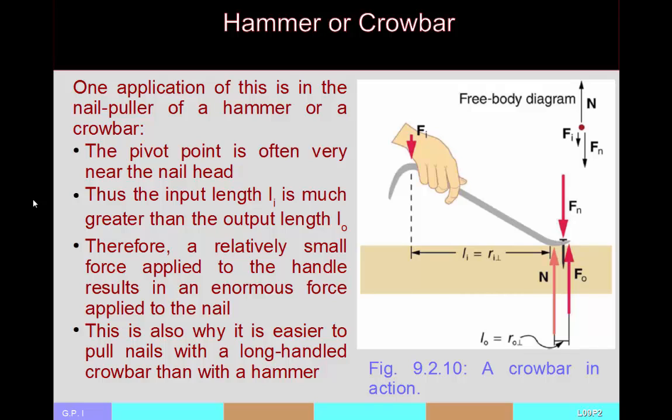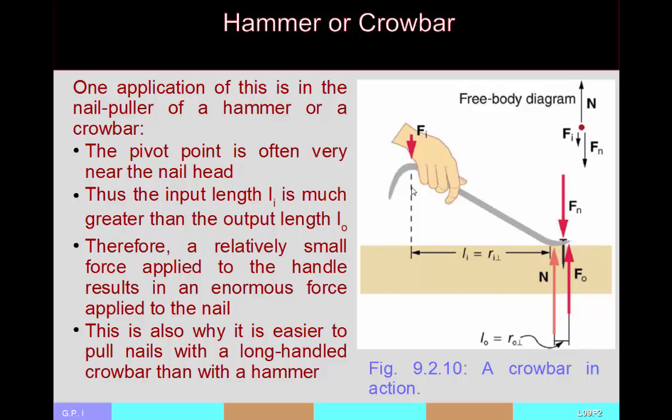One application of the lever, a common everyday tool that uses it, is the nail puller of a hammer or of a crowbar. And basically the pivot point is usually really close to the nail's head. So there's usually like a little flat part on the bottom of the crowbar before it gets to the prongs that you fit under the nail. That flat part ends up being the pivot point. And so if you apply a force to the far end, you have a very large radial distance between your hand applying that force and that pivot point as compared with the distance between the pivot point and the nail.